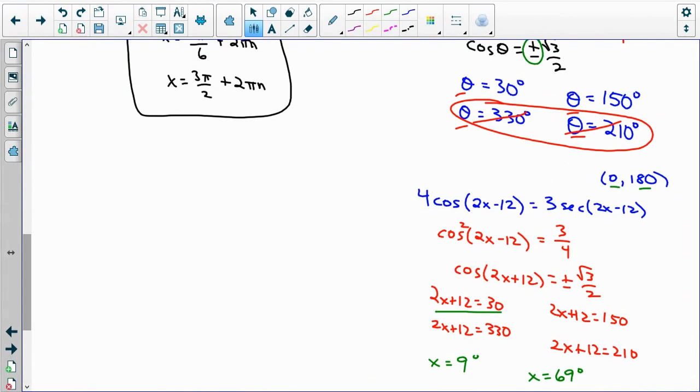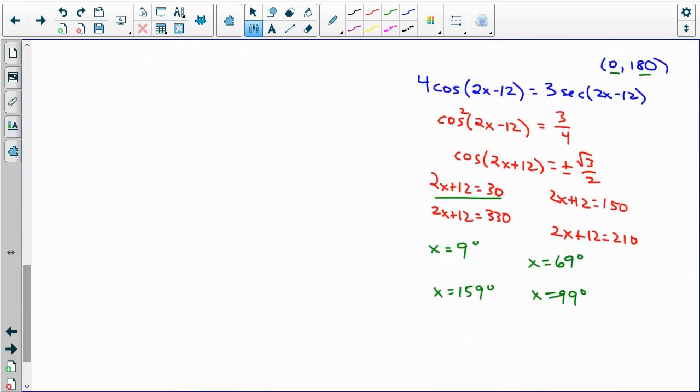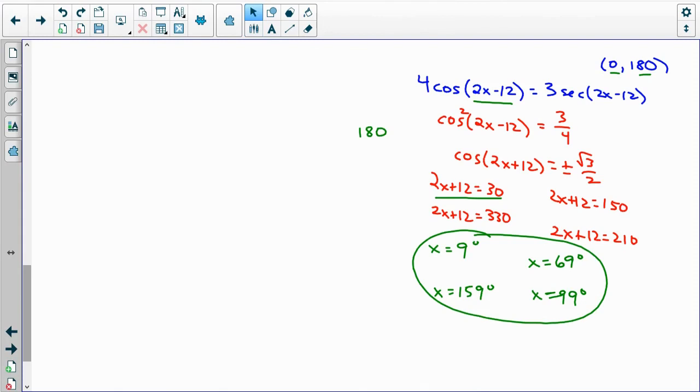So notice what happened was, in this original problem, I ended up with 2 answers and then 2 that didn't work. But in the modified problem, I ended up with 4 answers and all of them worked. And notice that the period change is going to mean that I add 180 or subtract 180. Well, if I add or subtract 180 to any of these answers, I'm going to get something outside of my domain.